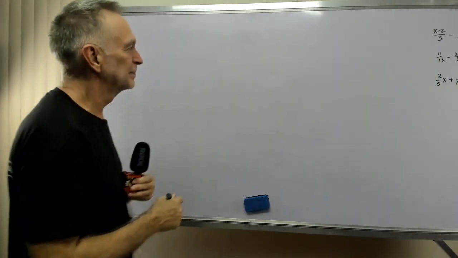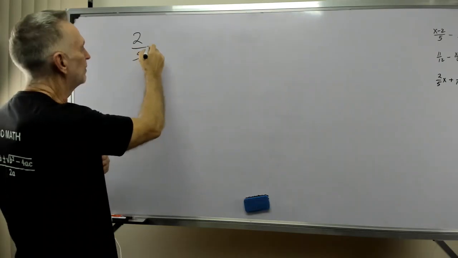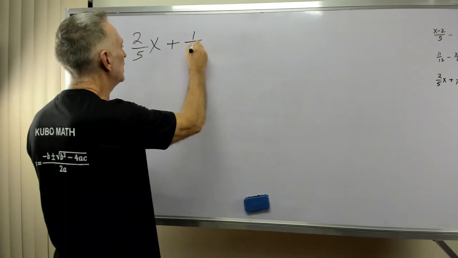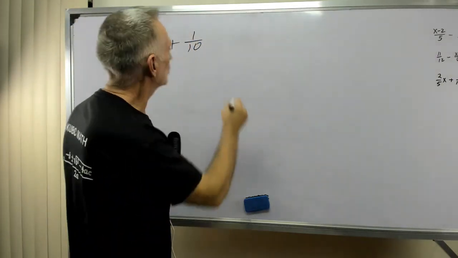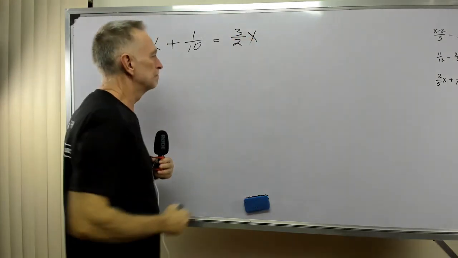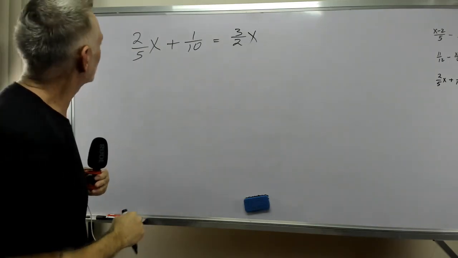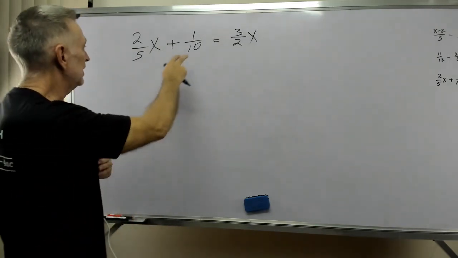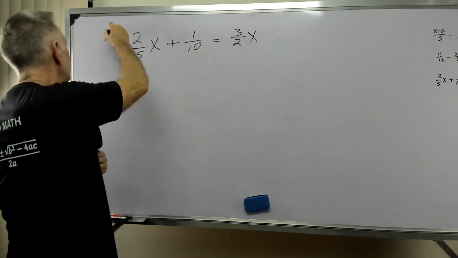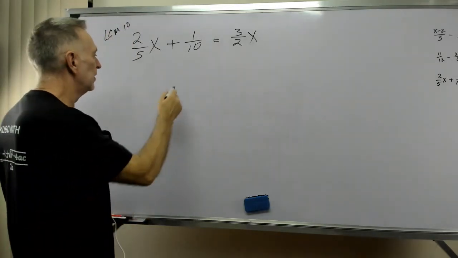That's awesome. Okay, here we go. One more. 2 over 5 times x plus 1 over 10 equals 3 over 2x. 2 over 5x plus 1 over 10 equals 3 over 2x. Well, we can see 5 goes into 10, 2 goes into 10, so I think my least common multiple should be 10. But let's use the tool.